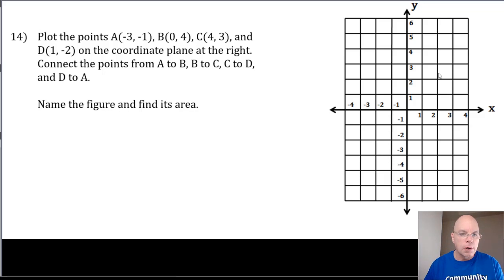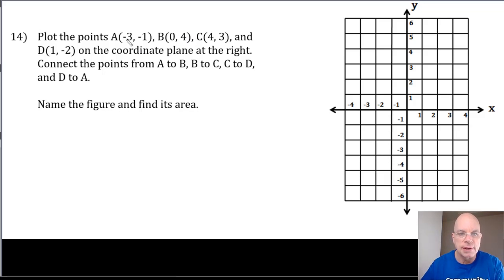Okay, we're plotting ordered pairs on the coordinate plane on this assignment, and I'm hoping that the discussion of problem 14 will help you with some of the other problems. We're plotting these points, these four ordered pairs, A, B, C, and D.